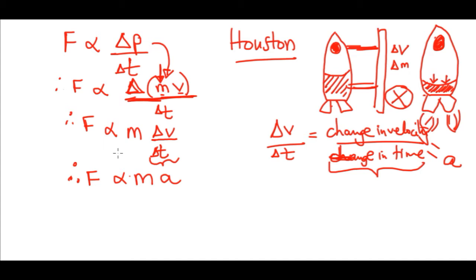So now we see that our F is proportional to MA. And then, according to maths, to get rid of a proportionality sign, we put a constant. So our F is equal to a constant times MA. M being our mass, A being our acceleration, and F being our force.